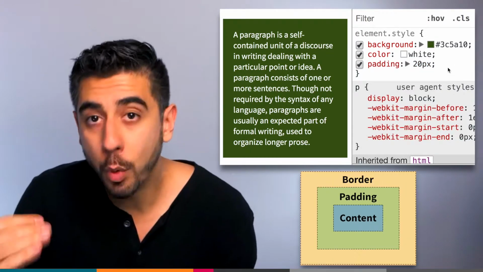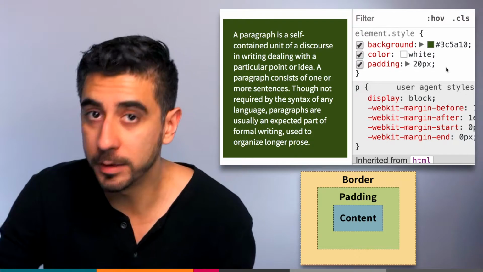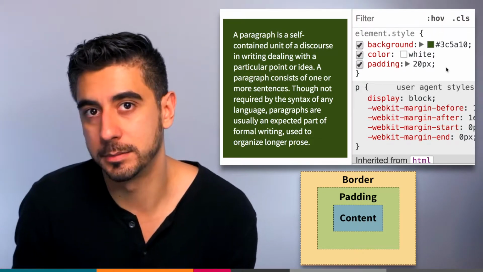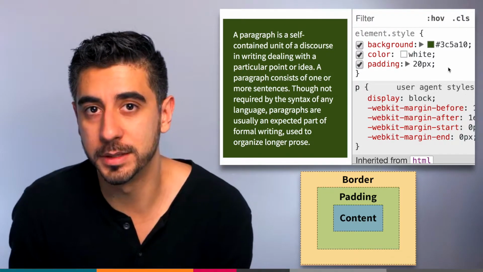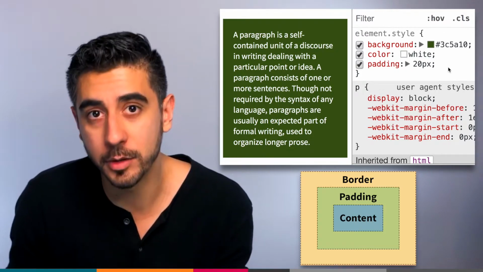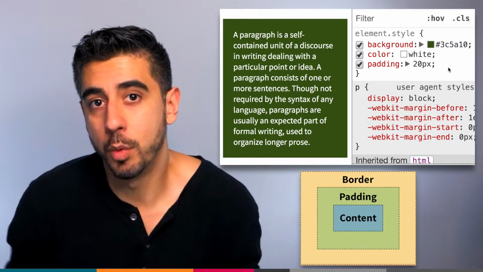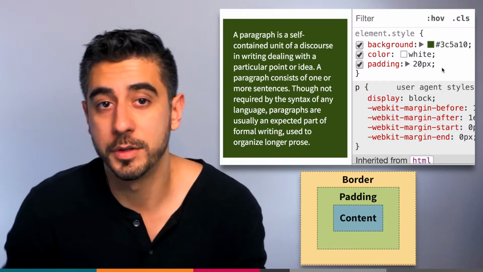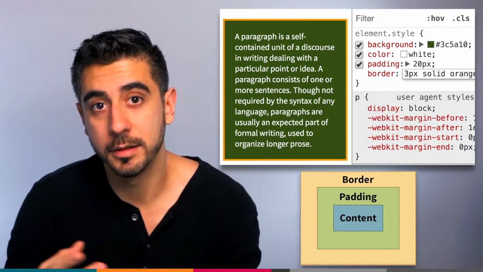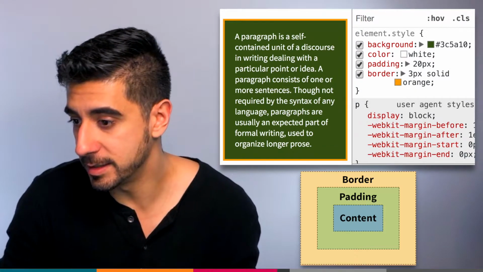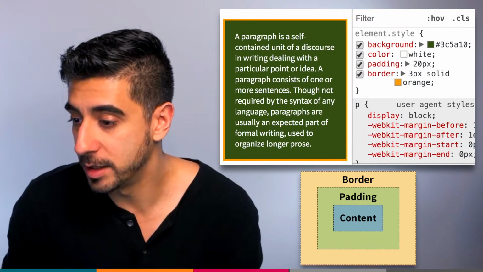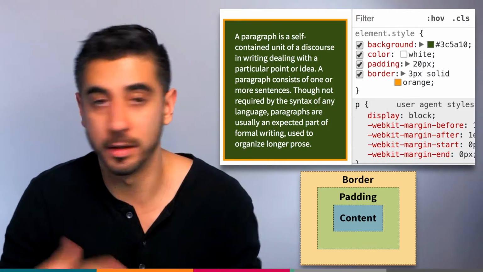Then there's border. The border of your element by default is 0 pixels. Nothing. It's still a part of your element. Remember, we're still talking about the paragraph element. We're not talking about a new border element or anything like that. This is a part of your paragraph element. You can specify the border width, style, and color. For example, border: 3 pixels, solid orange. That solid is the style of that line around your element, right? So you have solid, dashed, a bunch of other things.